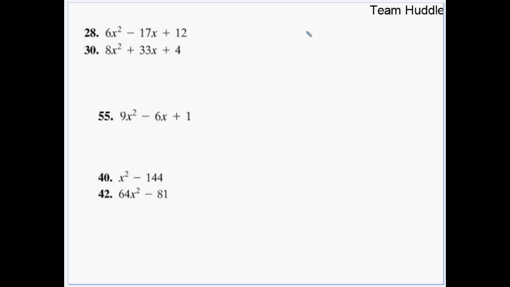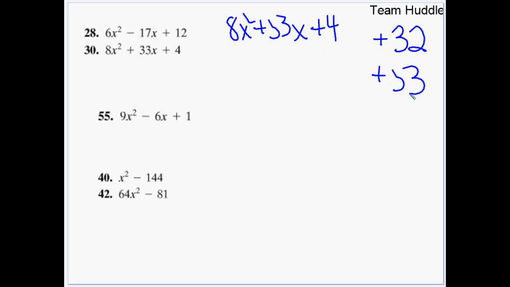All right, number 30. 8x squared plus 33x plus 4. So a times c will be 32, and it's positive. And our b value is 33, and it's also positive. So we want a couple numbers that multiply up to the 32 and add up to 33. Well, that would be 32 times 1. 32 and 1. If I multiply them, I get 32. If I add them, I get 33.